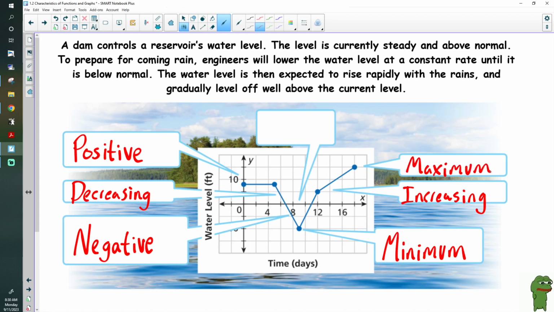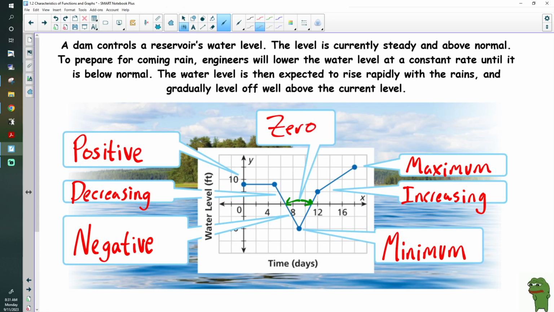And I left this one for last because the picture does a poor job, but it's actually pointing at two things. It's actually pointing right here and right here, but that bubble is poorly placed. What characteristic describes those 2 points? 0. That's when the water level isn't above, it's not below, it's right at normal. This is our 0.